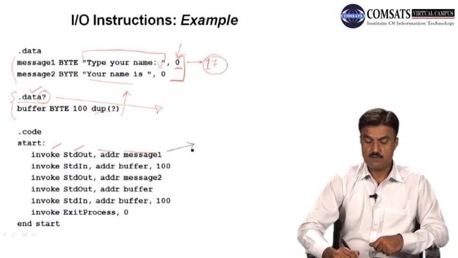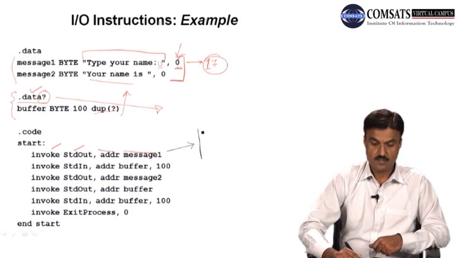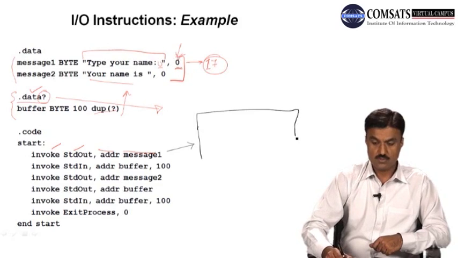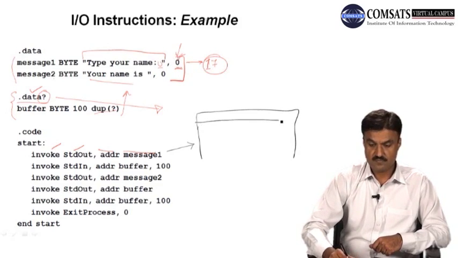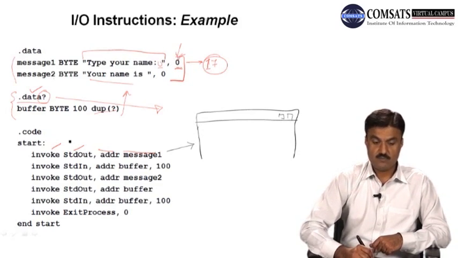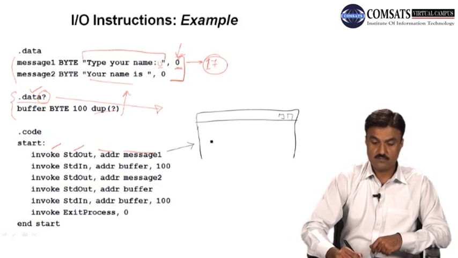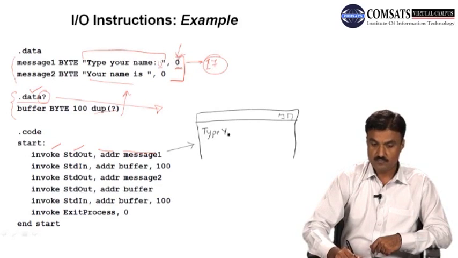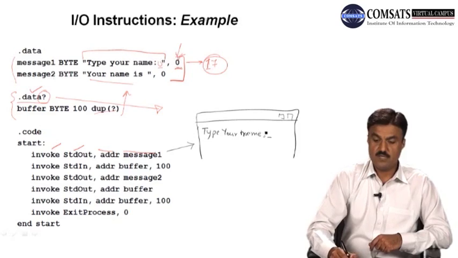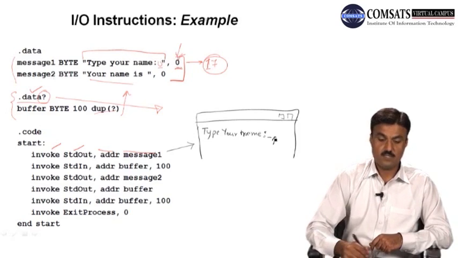What will be the output of this program? We will traverse step by step. So we have a window. This is the console window or the command prompt window. In this command prompt window, first it will execute invoke stdout, so we are calling the stdout instruction with the address of message 1. It will start printing message 1. What is inside here? It will say type your name and colon and some space. So the cursor will be at this point.